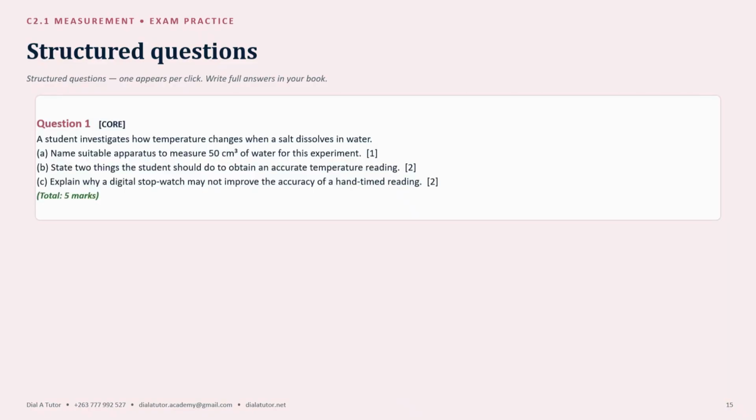Question 1. A student investigates how temperature changes when a salt dissolves in water. 1A. Name the suitable apparatus to measure 50 cubic centimeters of water for this experiment, worth 1 mark. B. State 2 things the student should do to obtain an accurate temperature reading. C. Explain why a digital stopwatch may not improve the accuracy of a hand-timed reading. Total of 5 marks.